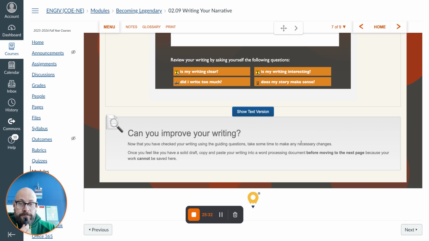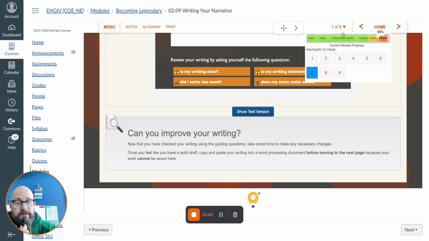Now that you've checked your writing using the guiding questions, take some time to make any necessary changes. Once you feel like you have a solid draft, copy and paste your writing into a word processing document before moving on to the next page. Again, because this will not save your work. So on to slide 8.